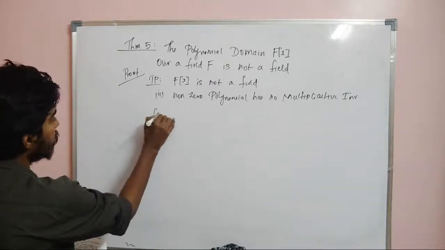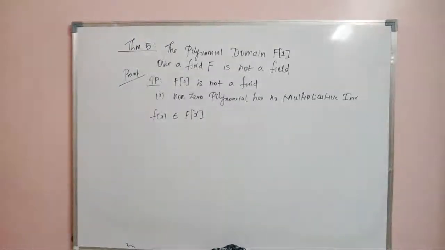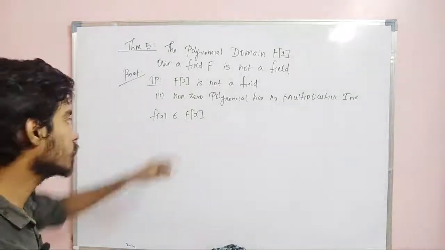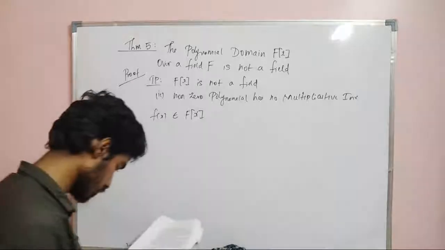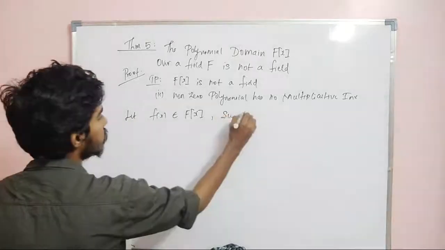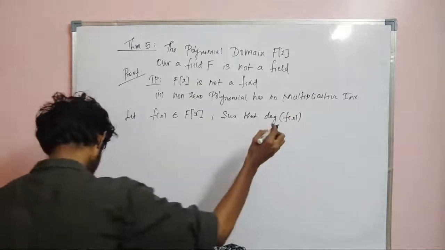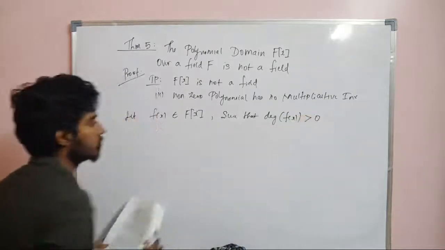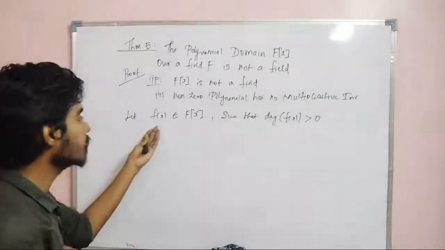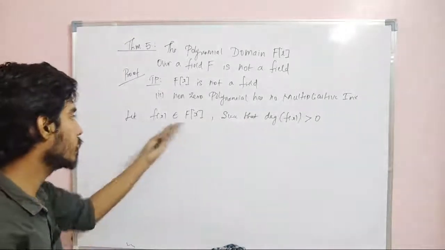Let us take an element f(x) in F[x]. We are choosing a polynomial in F[x], the set of all polynomials with coefficients from the field, such that its degree is strictly greater than 0. That is, we are not taking a constant polynomial, because a constant polynomial has degree 0. So we just take some other polynomial in F[x].